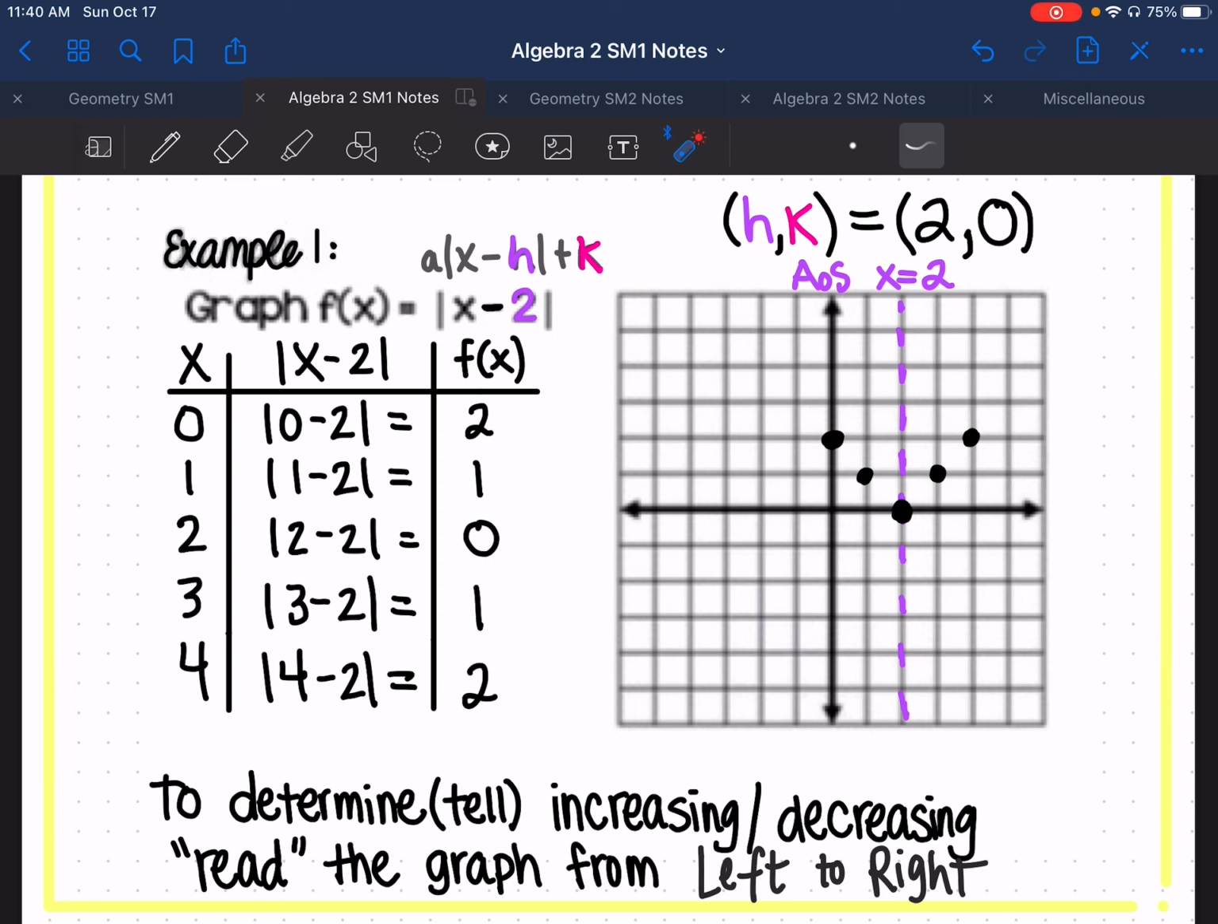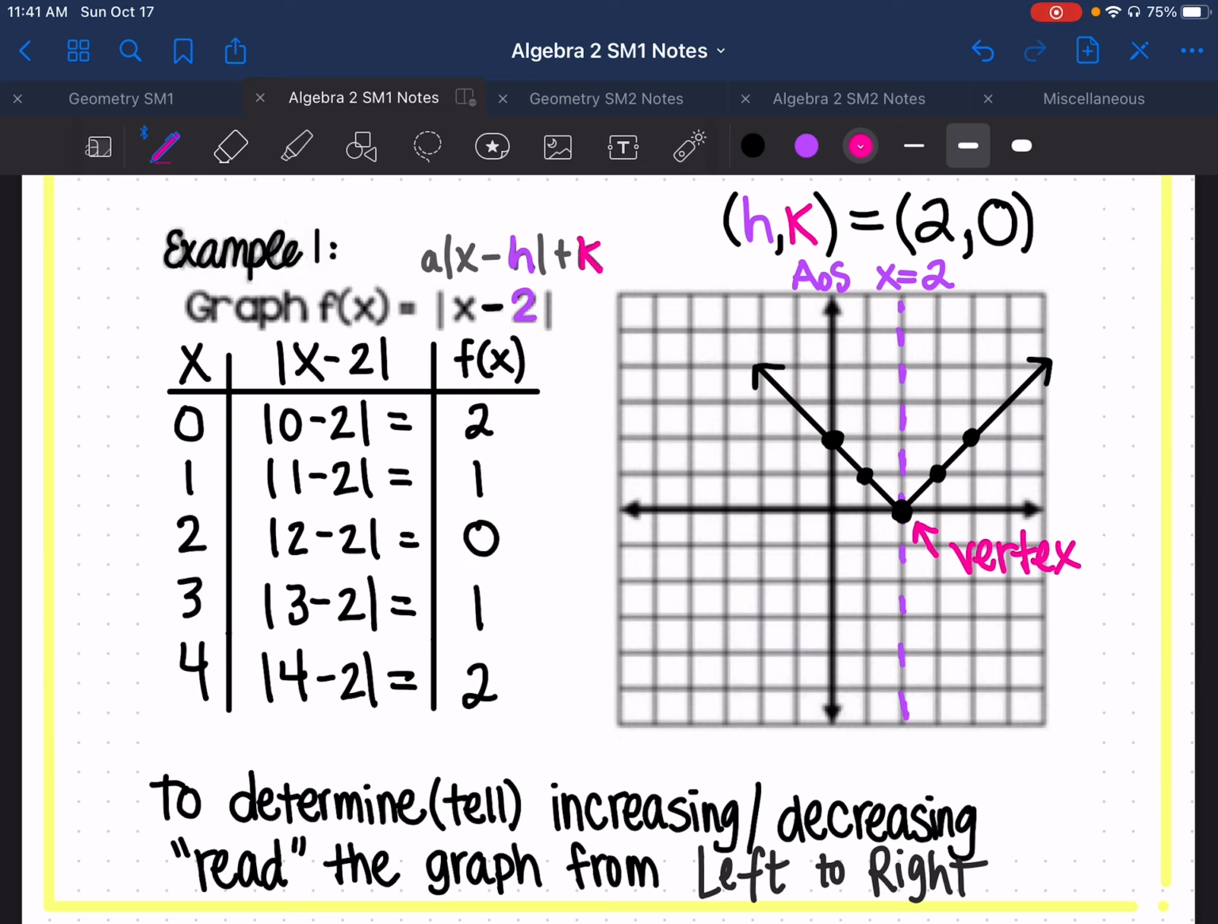That's all you're doing. Let's go ahead and create our graph so that we can talk about some stuff that is going to show up on your quiz. All right, so here is my vertex. We've already established that. And we have the ordered pair up above.